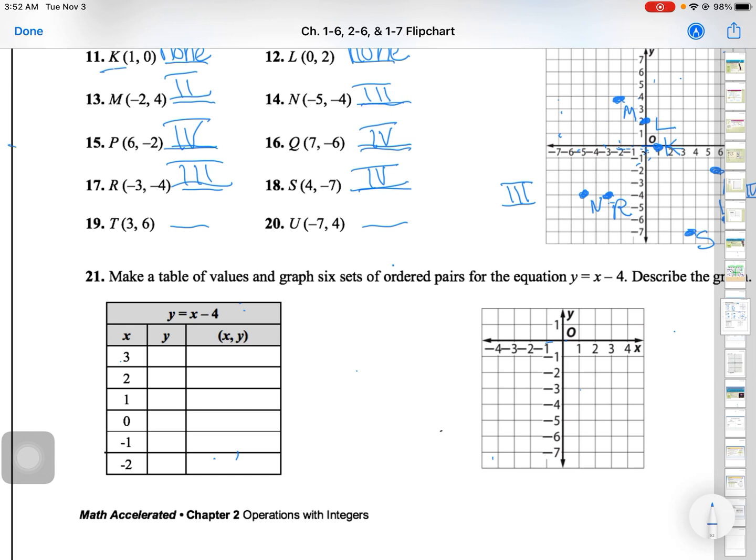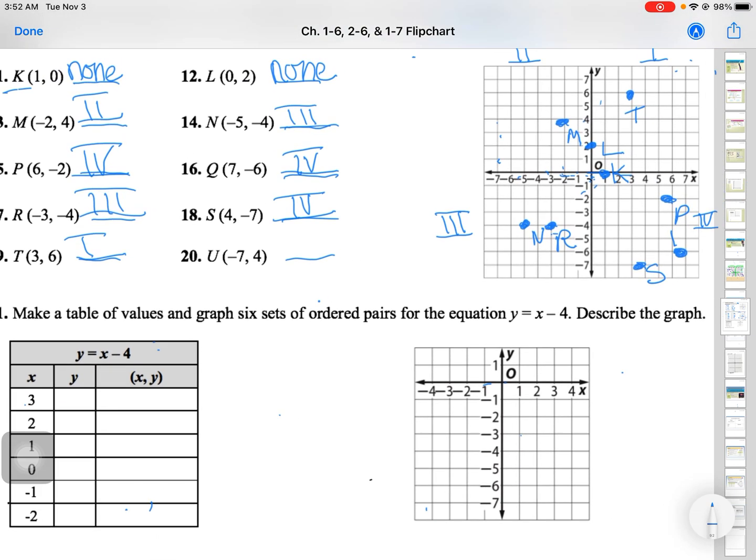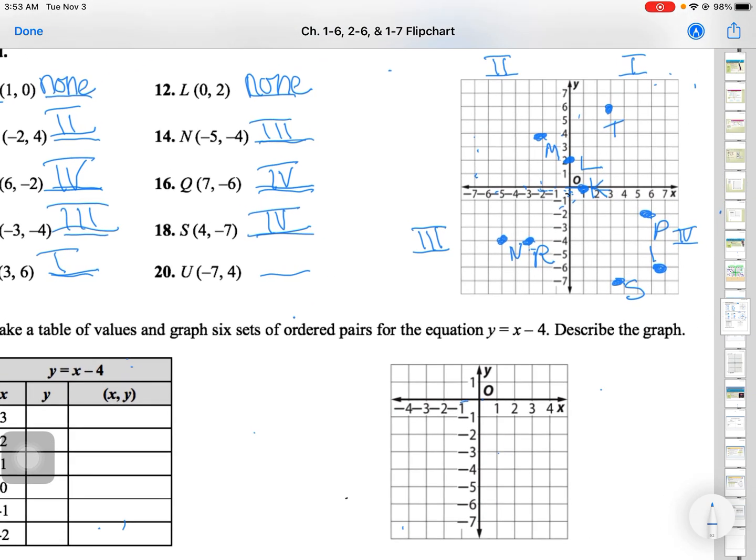T is at 3 over, 3 up 6, in quadrant 1. Yep, you got it. Quadrant 1. And number 20, U, -7 and then up 4. Quadrant 2.